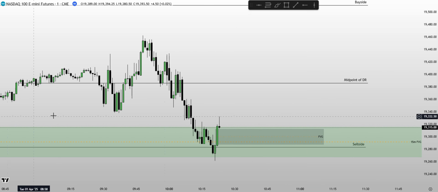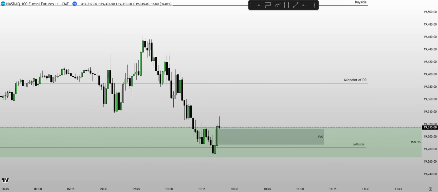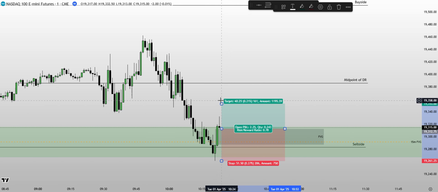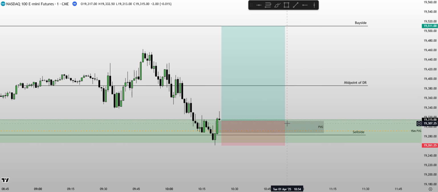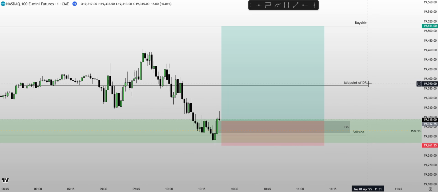We have this fair value gap that we can utilize as our entry. So from this point, we would wait for price to retest this. We would enter there, stop below the low. We're in that discount of this range. So this is an optimal place to look for longs. And so you can target, scale at that midpoint of dealing range and target that opposing buy side liquidity.